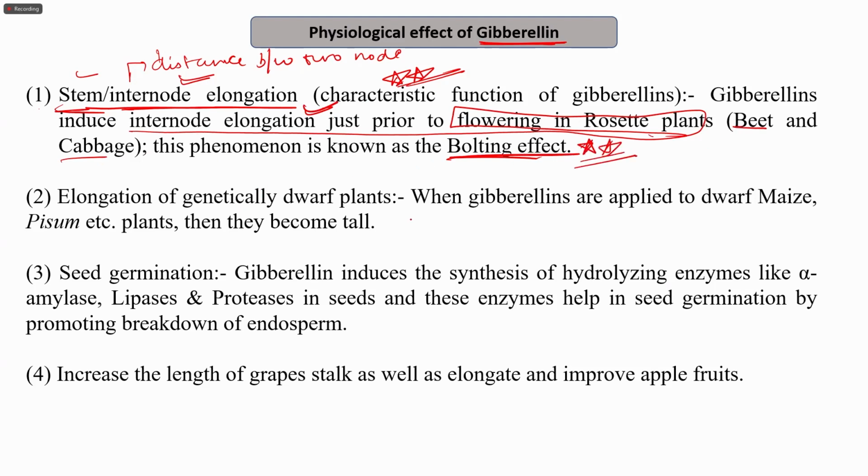Elongation of genetically dwarf plants. We know that gibberellins lead to elongation. So when gibberellins are applied to dwarf maize, pea plants, etc., they become tall. Therefore, it helps in the elongation of genetically dwarf plants. Also, it plays an important role in seed germination.